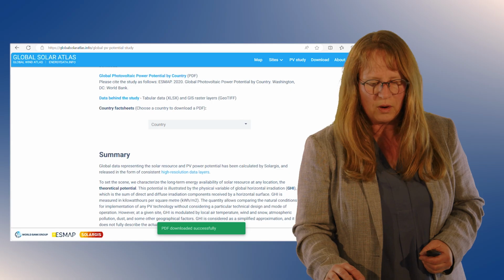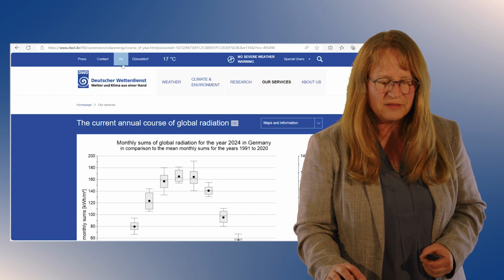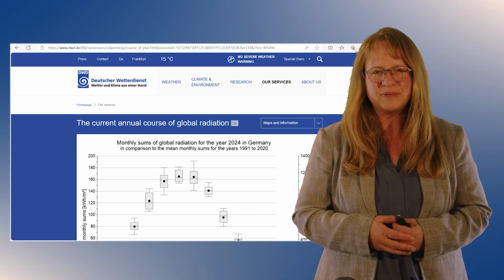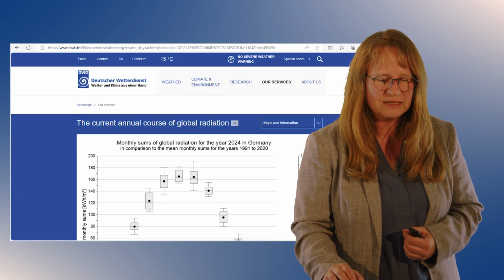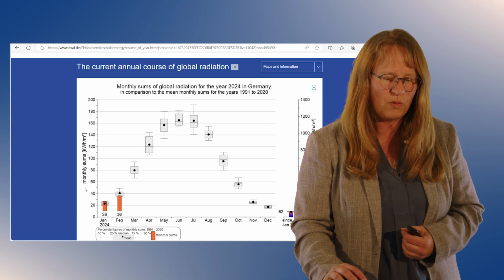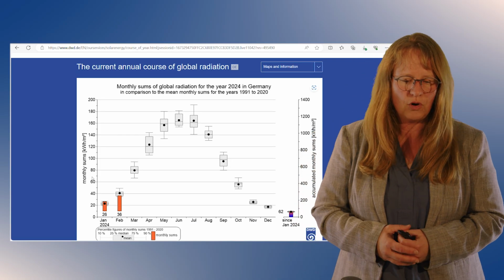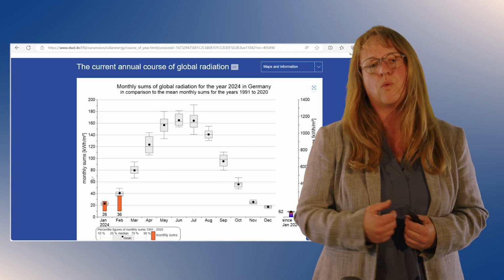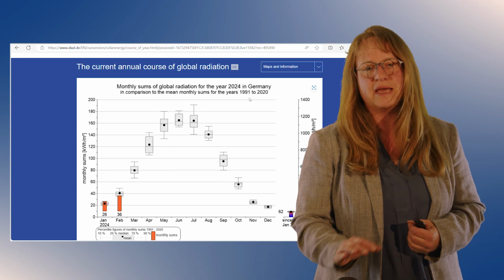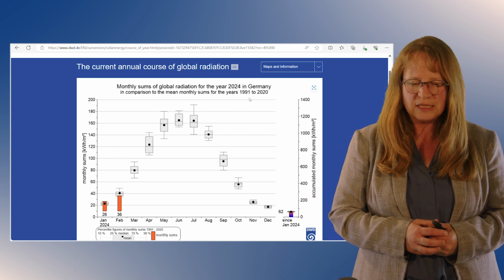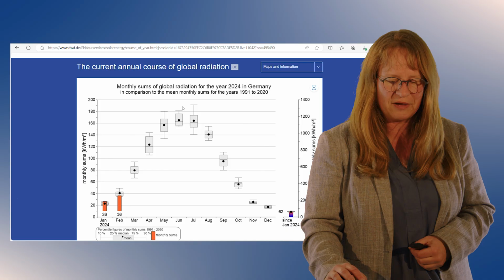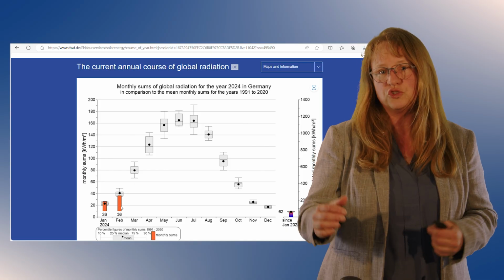So let's look at one more website, and this here is the Deutscher Wetterdienst. That is a German website, and this website, the DWD, actually shows us for Germany what the monthly sums of kilowatt hours per square meter are on average. And here's the average taken from 1991 to 2020. And also it gives for the current year 2024 what we have observed, what we have obtained so far as irradiance.